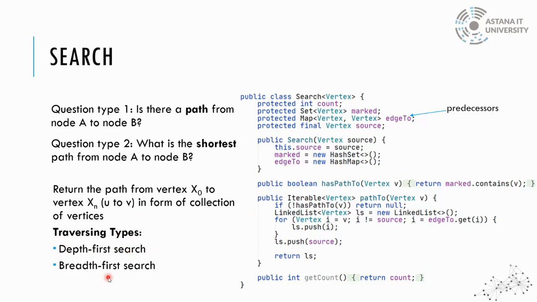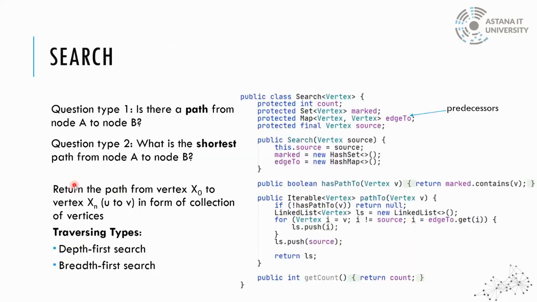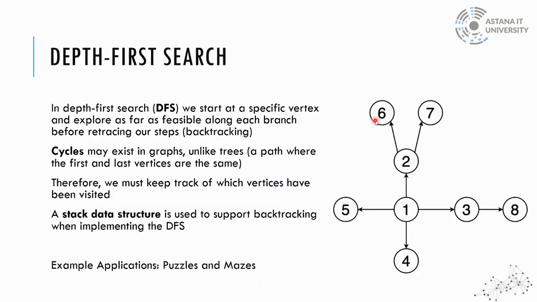So traversing types, we've got depth first search and breadth first search, as we've mentioned before. So what is that? The DFS algorithm is when we start at a specific vertex and explore as far as feasible along each branch before retracing our steps. That is called backtracking. So let's say if I start from 1, then I go to 2, then I go to 6, then 7, then 3, 8, then 4, then 5. Cycles may exist in graphs unlike trees. That's why I need to keep track of which vertices have been visited. That would be inside my marked set.